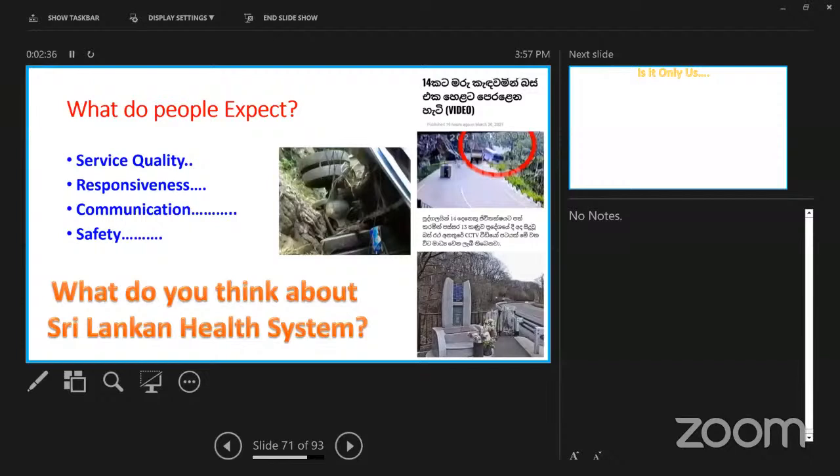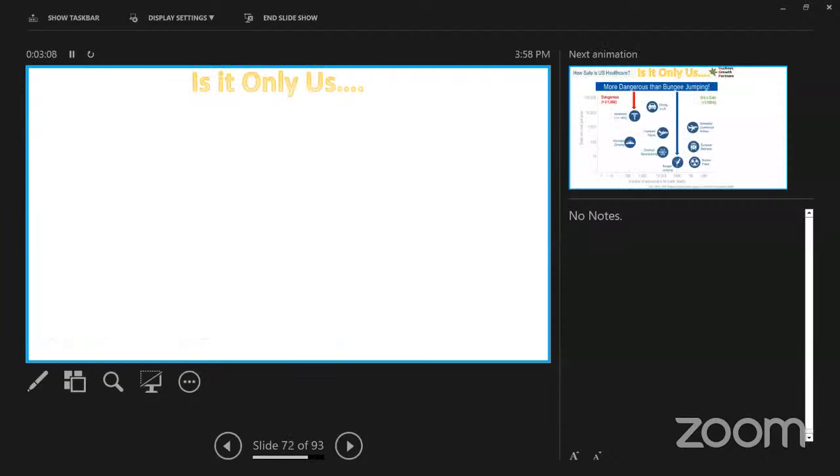If you can achieve the service quality for the people, technical quality for us, ours is the best. We have the best people, best qualified nurses, best qualified consultants, best people are with the government service. That is technical quality, ours is the best. But what do people expect? These are the things people expect: service quality, responsiveness, communication and safety. So try to provide them. That's the main thing.